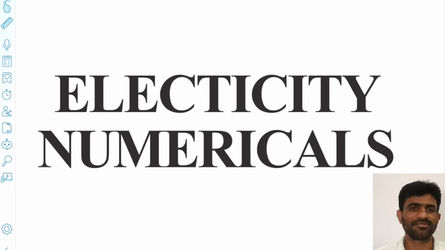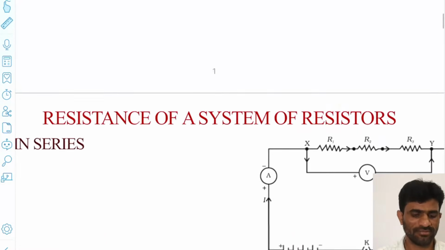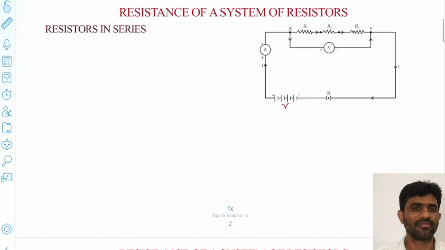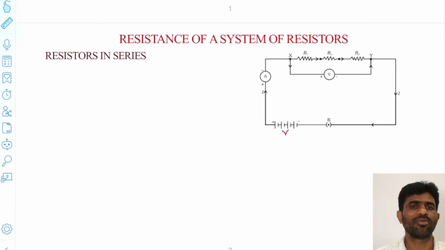Let's start today's class. Electricity numericals. So today first we are going to learn what is the formula to find out effective resistance when resistors are connected in series or parallel. Hope all of you know that formula, but now first I will tell you the derivation, how to derive that formula.